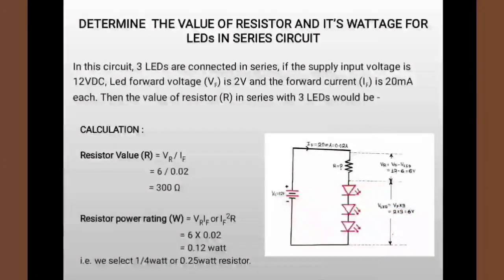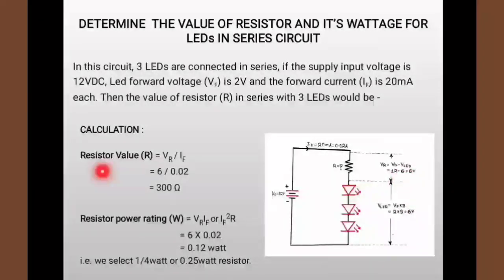In this circuit, supply voltage is 12 volt. Forward voltage and forward current of each LED is 2 volt and 20 milliampere respectively. So total forward voltage of 3 LEDs is 3 multiplied by 2, which is 6 volt, and forward current is the same, that is 0.02 ampere. Therefore, voltage drop across resistor VR equals Vs minus total voltage drop across 3 LEDs, which is 6 volt.